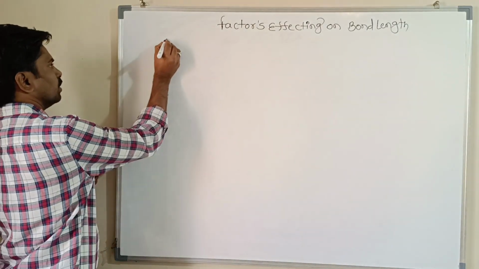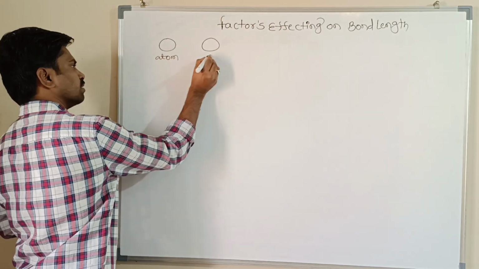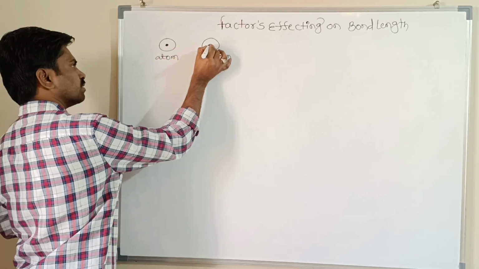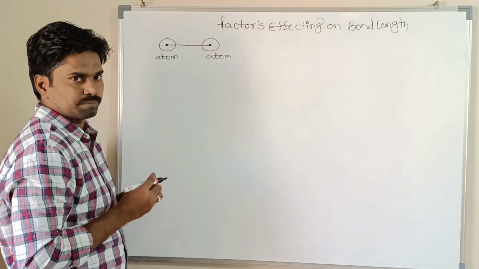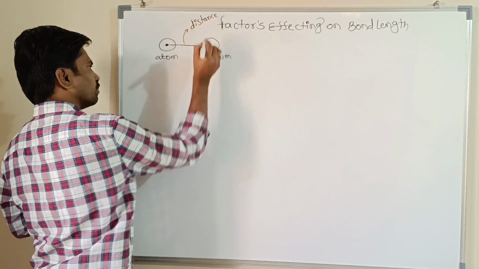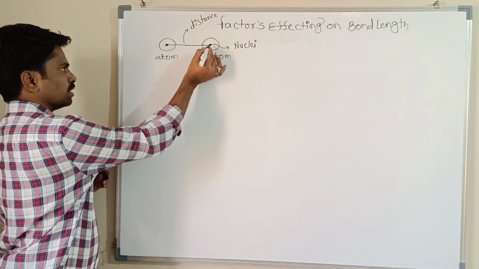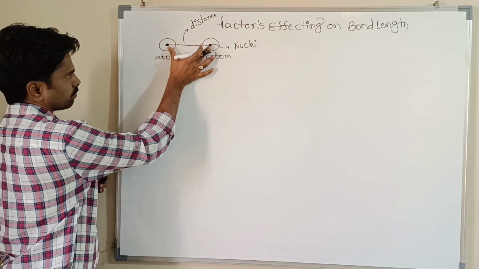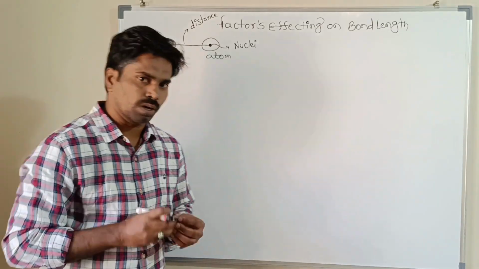So simple. This is one atom, and this is also one atom. Here the middle nucleus is there. We know already, there is a distance between the two nuclei. This is the distance between nuclei. So this is called the bond length. We have to measure the length between two nuclei of the two atoms which are present in the molecule. That is called the bond length.